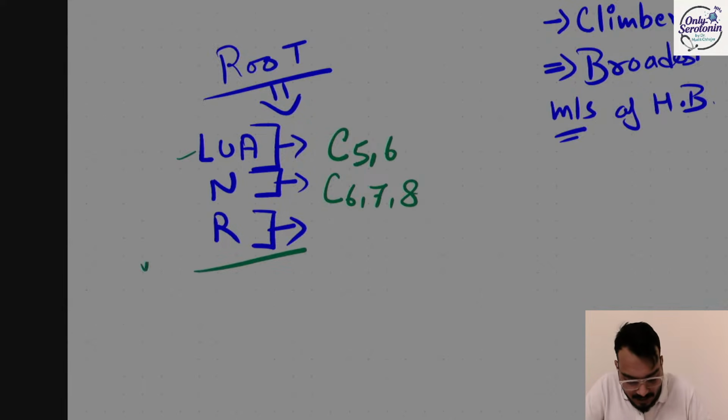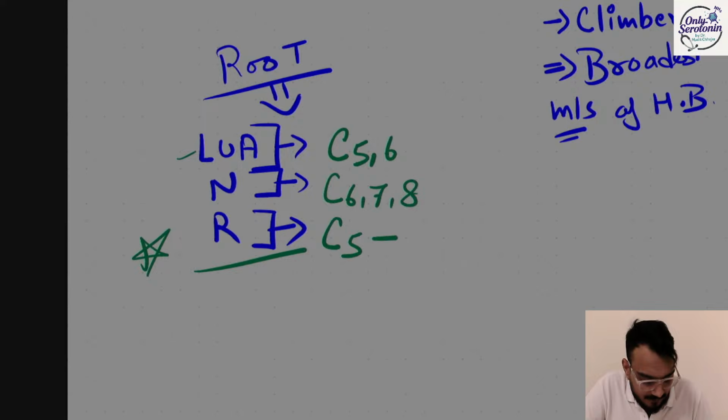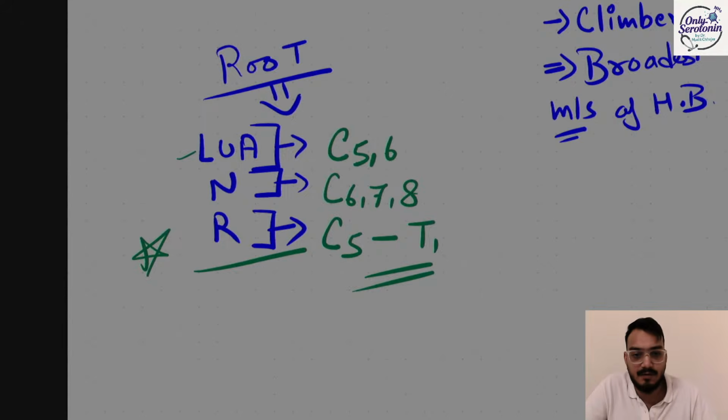And radial nerve, guys, radial nerve is the largest nerve of your upper limb, and the root value will also be the largest, which is what, guys? Which is from C5 to T1. So it covers all the roots from C5 to T1. Okay.